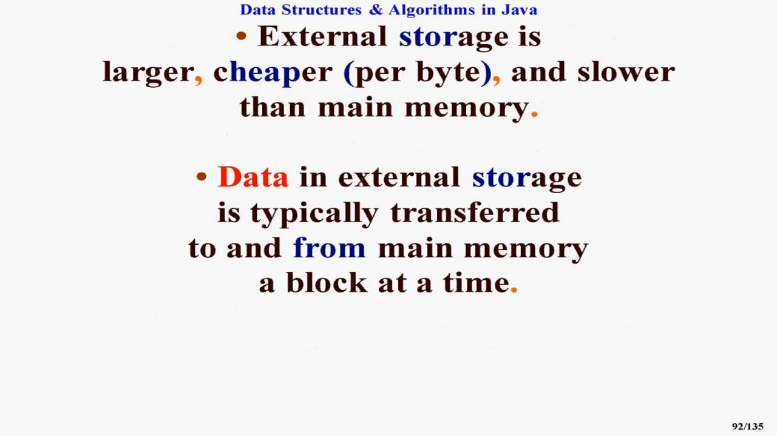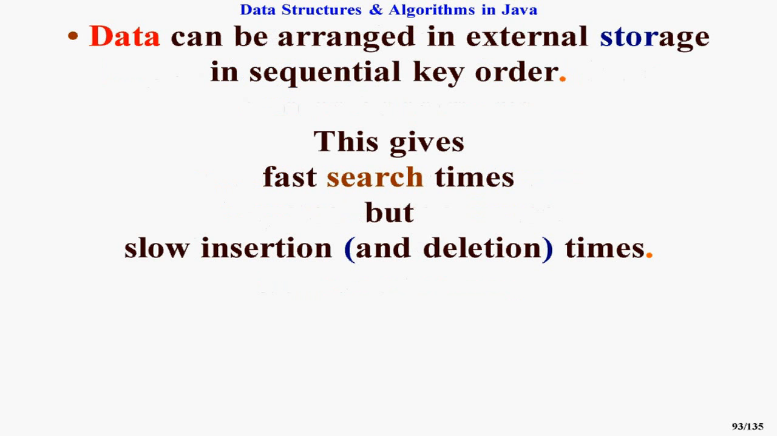External storage is larger, cheaper per byte, and slower than main memory. Data in external storage is typically transferred to and from main memory a block at a time. Data can be arranged in external storage in sequential key order. This gives fast search times but slow insertion and deletion times.